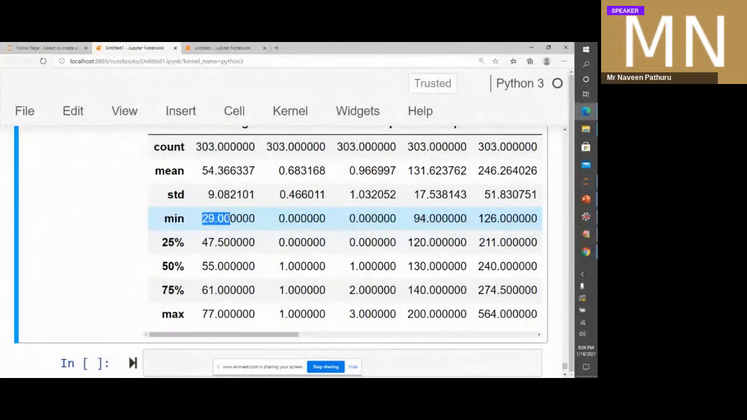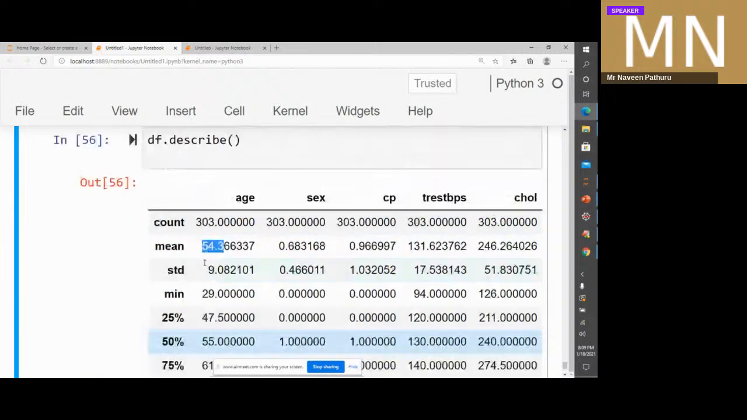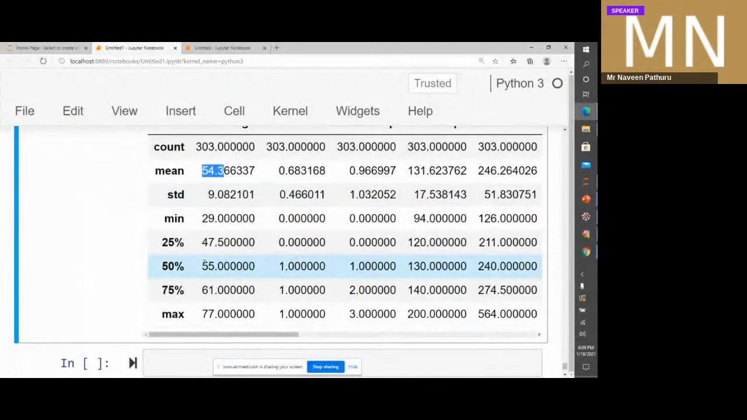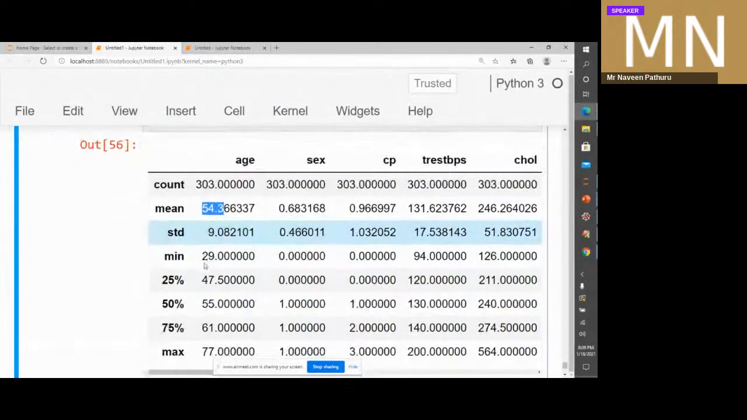But it's just interesting to know that some people who are young, and some people 77, on average it's around 54 years, around 50 years, people are getting heart diseases and things like that. So ideally, what is the chest pain? Again, chest pain is probably categorical. Blood pressure. What is it? Some people have 94 blood pressure, some people have 200, which is the maximum. On average, it's 131.